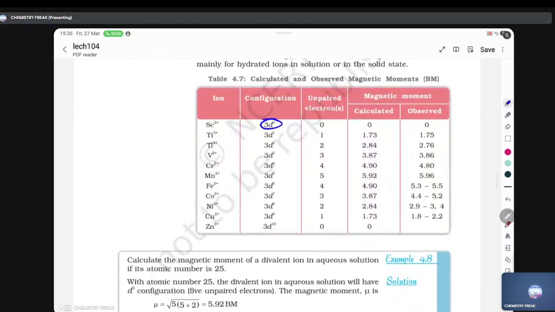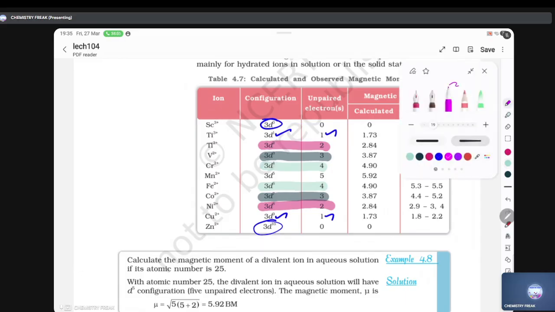d0 as well as d10 will both have zero magnetic moment. Zero unpaired electrons, so zero magnetic moment. d1 and d9 both have one unpaired electron. Similarly, d2 and d8 both have two unpaired electrons. d3, d7, d4, d6. d5 is a different case. So in all the cases, you can easily calculate the number of unpaired electrons.